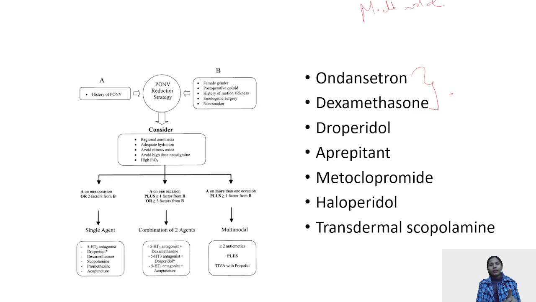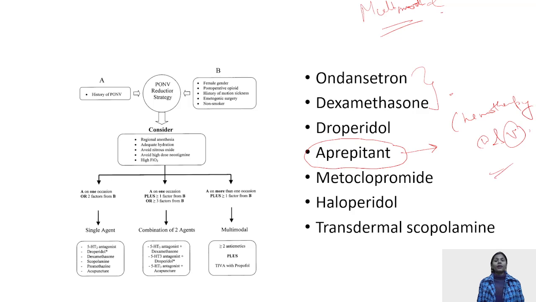We have a multimodal approach which is used. Now, one thing that is asked is about this drug, that is aprepitant. Aprepitant is the drug which is generally used for chemotherapy-induced nausea and vomiting.